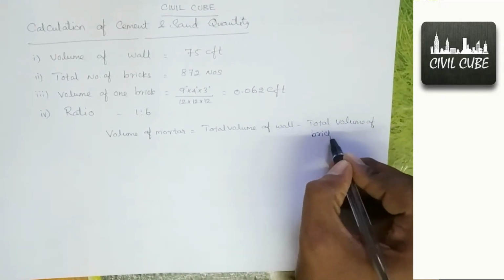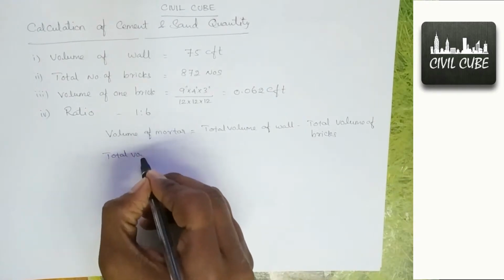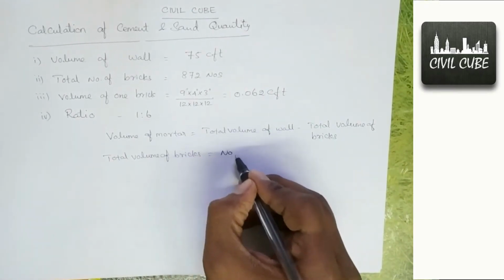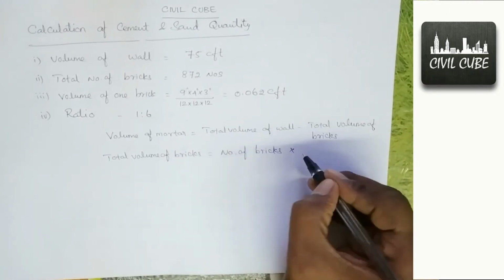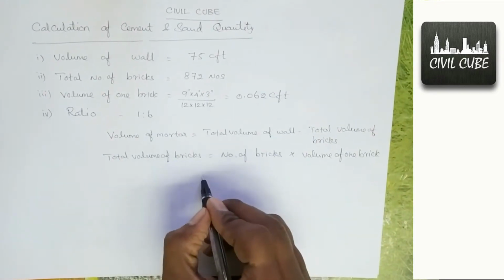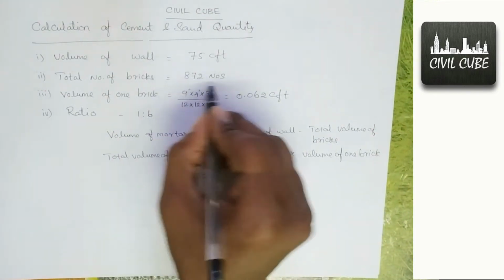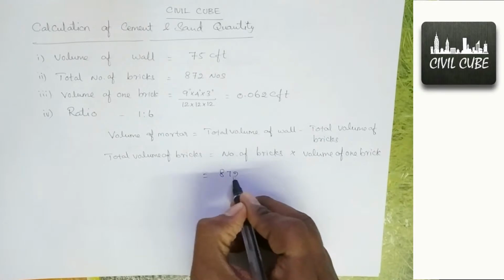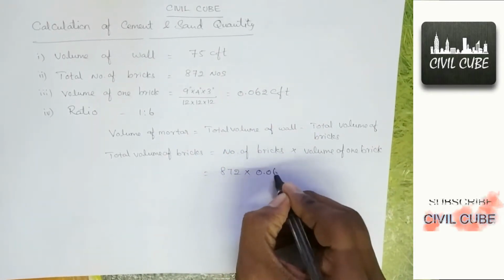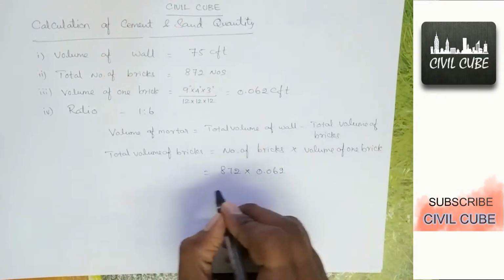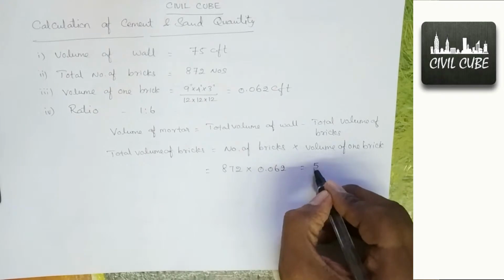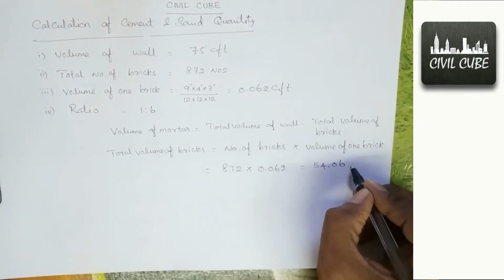First we need to find out total volume of bricks, that is total volume of bricks equal to number of bricks into volume of one brick, equal to 872 numbers into volume of one brick, 0.062. We solve, we get a value of 54.06 cubic feet.